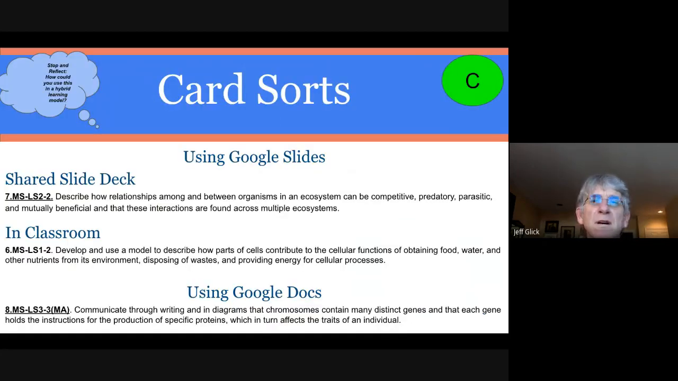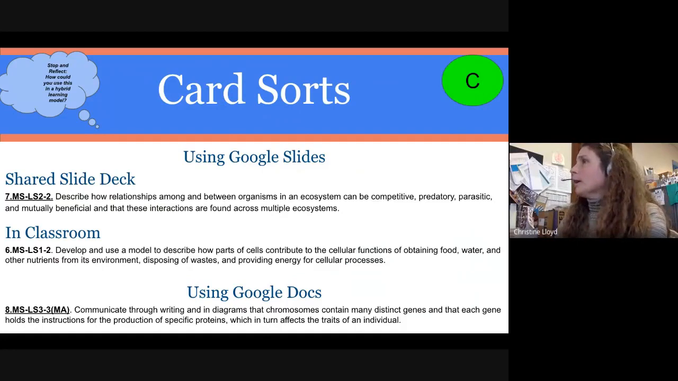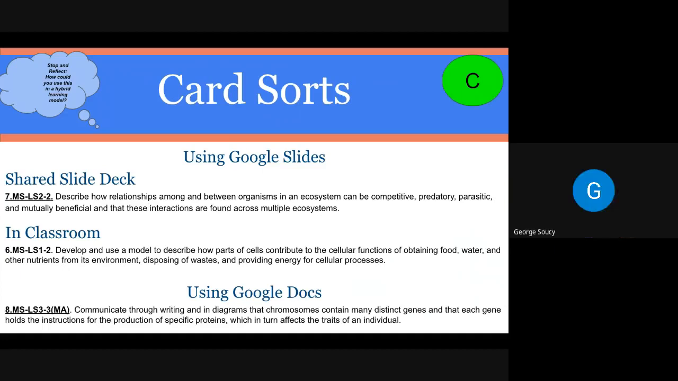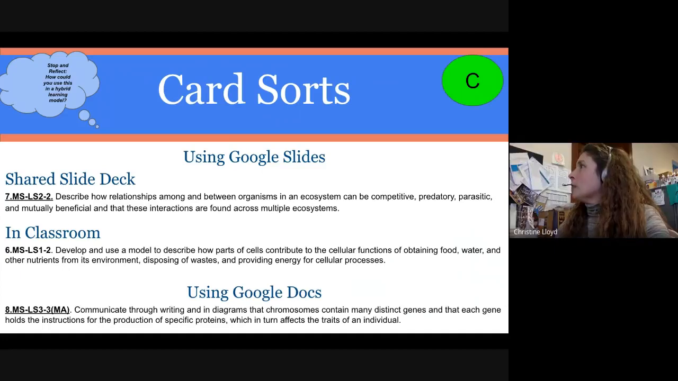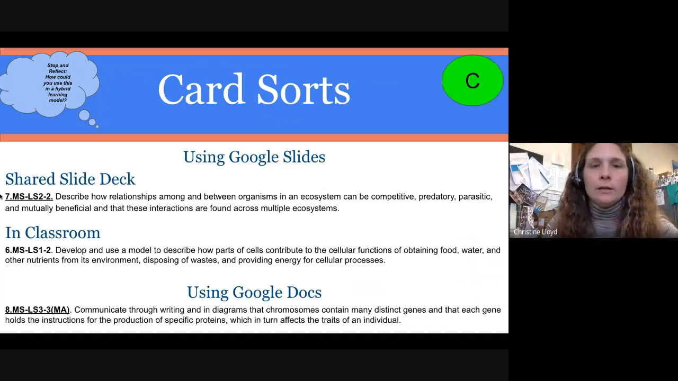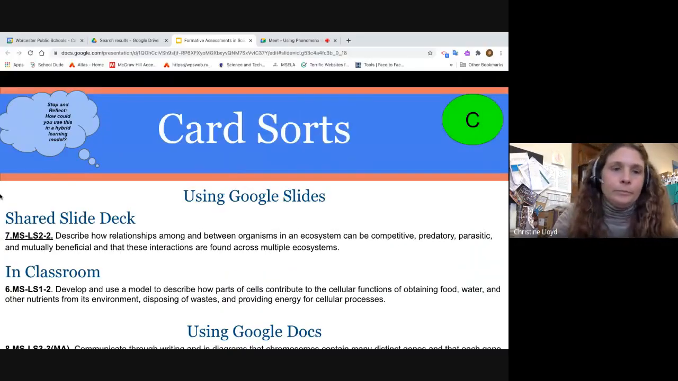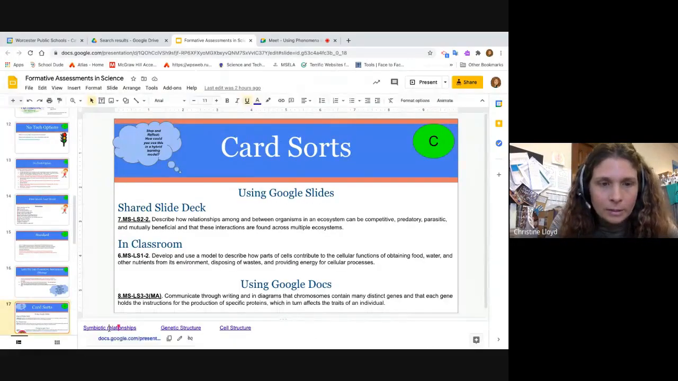All right, so now we're looking at some tech tools, right? And so the first thing that we're going to start with is a card sort. And I'm going to have you working in a shared slide deck. I'm going to put this right here in the chat. All right, so go ahead and link into this shared slide deck. And I'm going to present it up here.